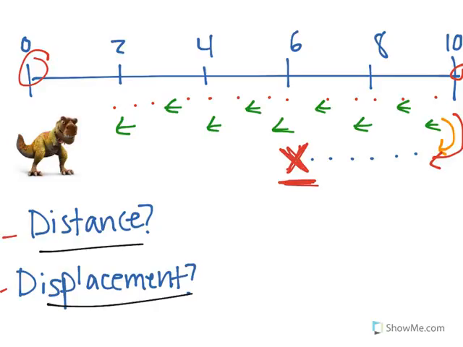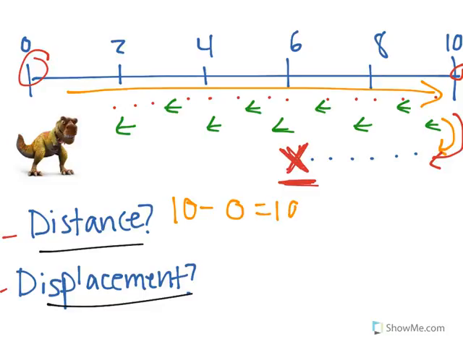Alright, if you're ready, let's work through his distance together. We'll have to separate his journey into two parts. First, he moves from 0 to 10. His final position, 10, minus his initial position, 0, is 10. Then he turns around. Then his final position is 6, and his initial position is 10.